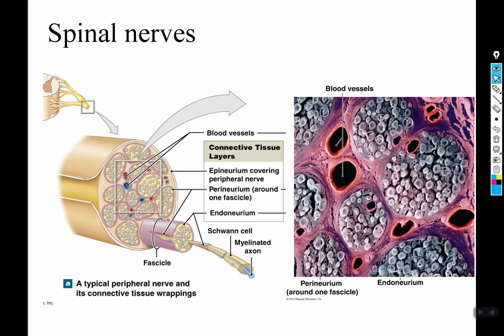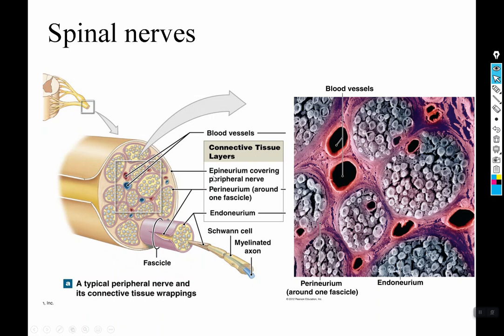So if we want to successfully get an action potential from, for example, the sacral plexus all the way down to my big toe to do things like wiggle my big toe, that's a very long axon. So we need to wrap it in something sturdy so that it doesn't get broken up by the movement of my leg and my foot. So this is the reason why we have these repeated arrangements of connective tissue layers.